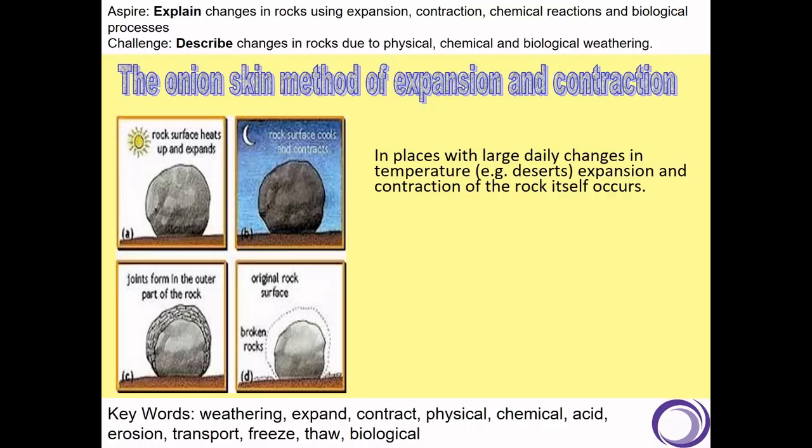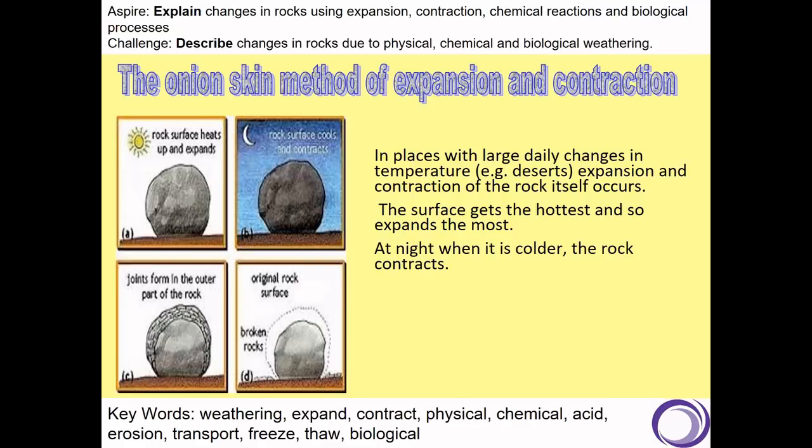And the expansion of the rock actually occurs, and it occurs more on the surface of the rock than it does on the centre of the rock, because obviously the surface of the rock is absorbing more of the heat. So the surface gets the hottest and therefore expands the most, it gets the biggest the most. At night, when the temperature cools down again, the rock will contract, and again it will be the surface of the rock that contracts the most.